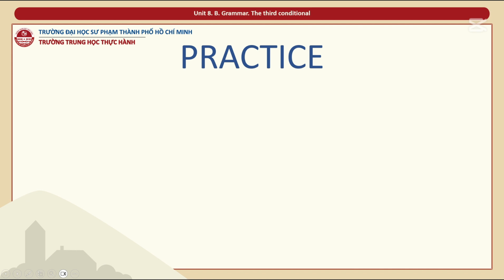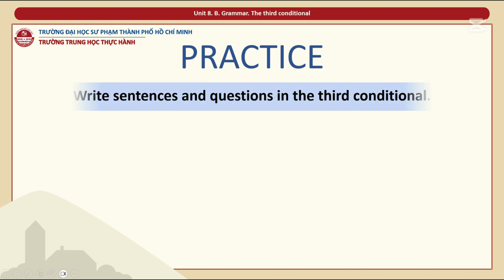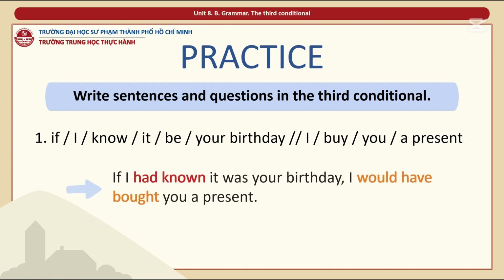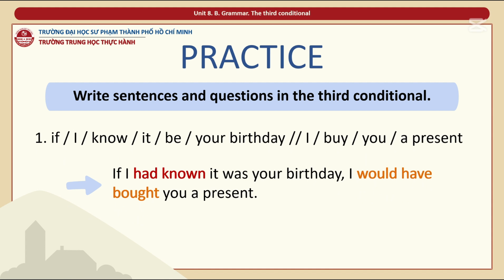To do this task, we're going to write sentences and questions in the third conditional using the given hints. Now, number 1, we have, if I know it be your birthday, I buy you a present. So what would our sentence be? That's right, it should be, if I had known it was your birthday, I would have bought you a present.